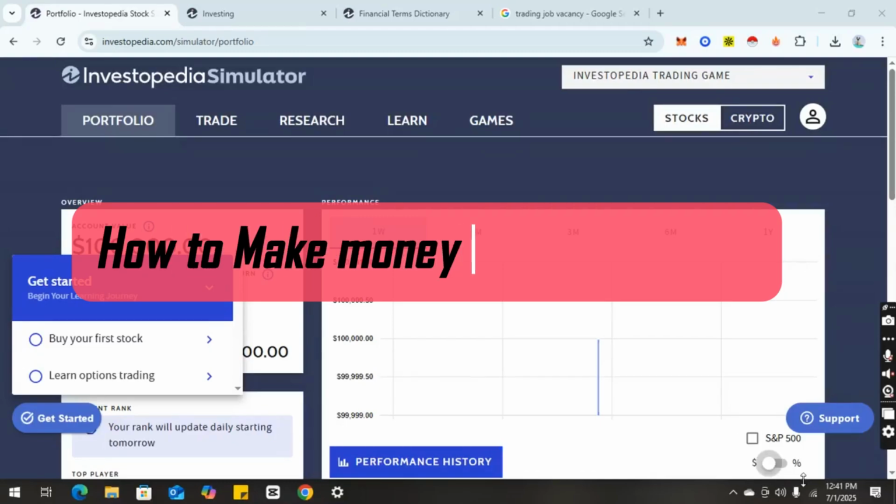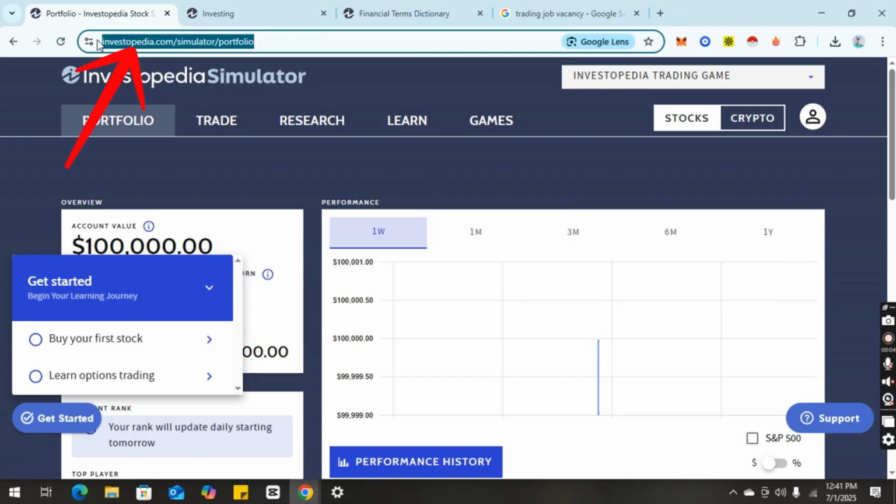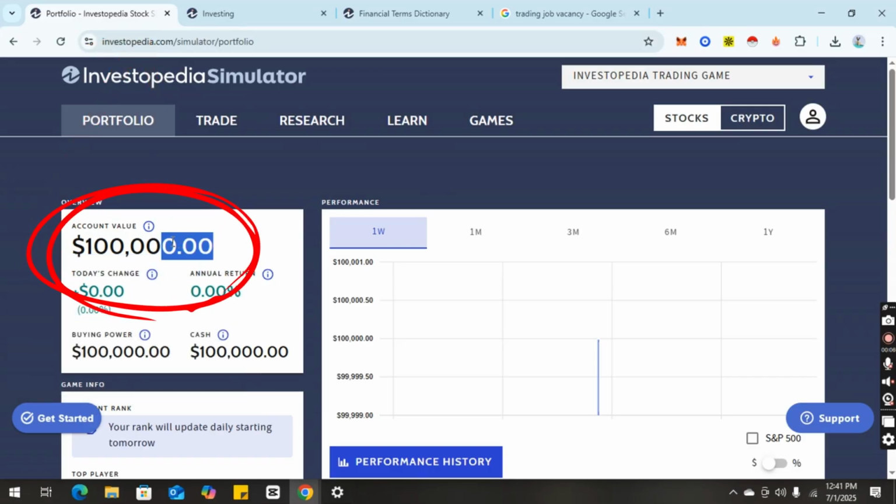How to make money on Investopedia. Go to investopedia.com/simulator and sign up for a free account. You'll get $100,000 in virtual cash to trade real stocks and ETFs with real-time prices.